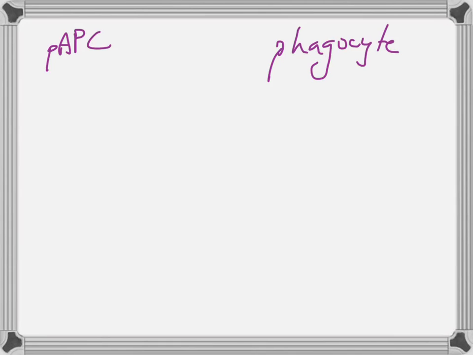And phagocytes, what makes a cell a phagocyte? What are some characteristics? I can see it's going to be that kind of Friday. Okay, performs phagocytosis. That's a great start. Do professional antigen presenting cells do this? Yeah, they do as well.